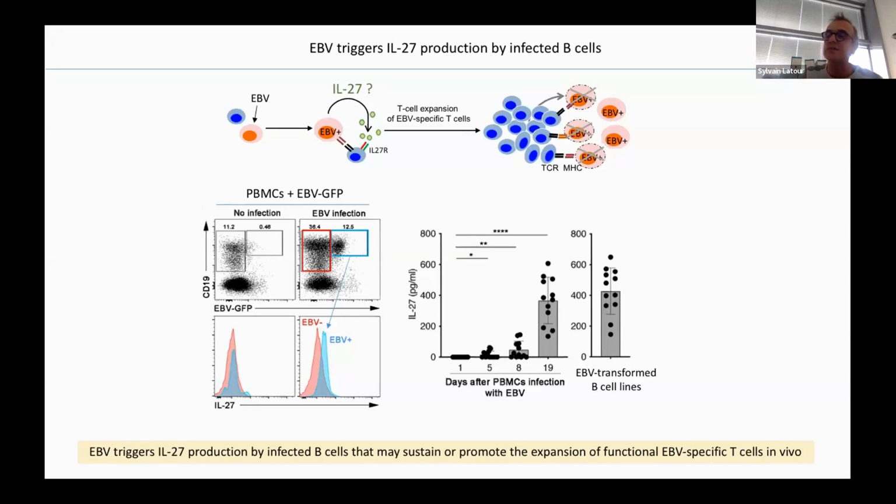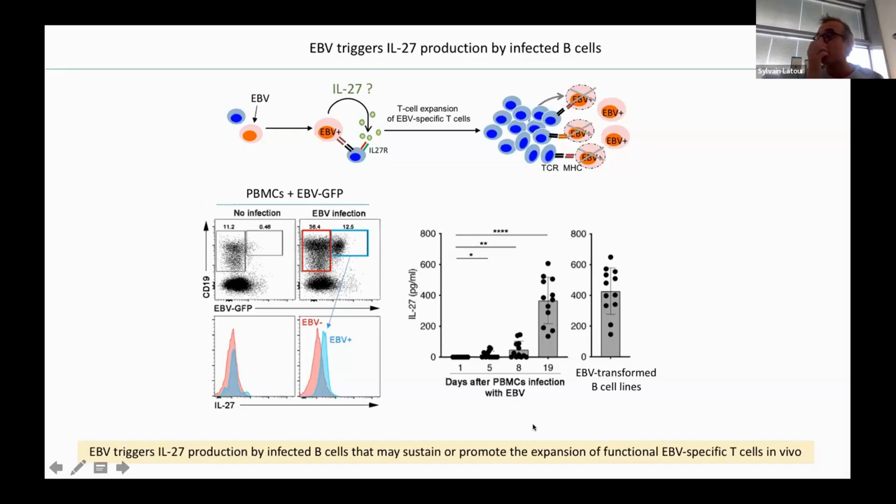To test this hypothesis, we took control PBMC and we infected these control PBMC with a GFP EBV strain. As you can see here, we are able to infect B cells, which are CD19 positive, and we look at IL-27 production by intracellular staining. As you can see, the B cells that have been infected by EBV express IL-27, while the B cells that have not been infected by EBV are negative for IL-27.